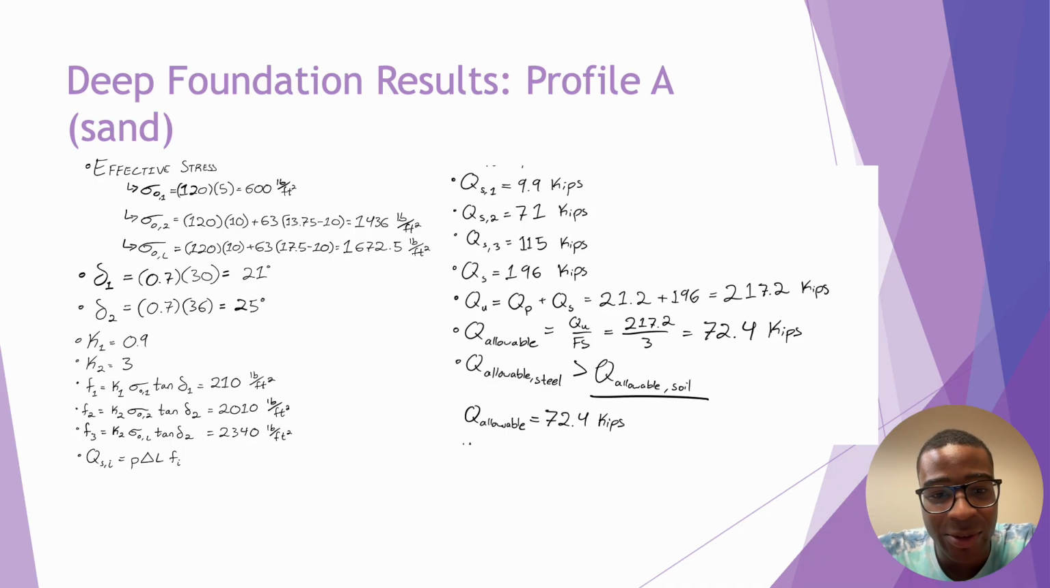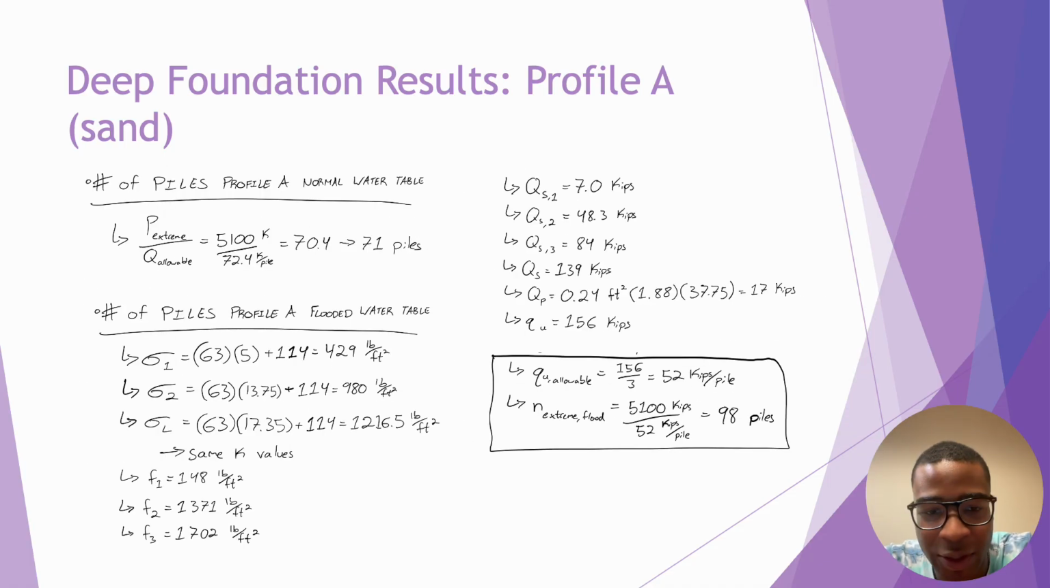And then we use those values times P and the delta L to get the sand friction. And we calculate it for each layer, and we sum the point load and the sand friction to get a total ultimate load of 217.2 kips, and divided by the factor of safety, which is 3, we get 72.4 kips. And here our allowable strength of the steel is higher than the allowable strength of the soil, so our soil is going to govern here, which is what we wanted to see. We want to see the true properties of the soil. And so here we get a Q allowable that governs of 72.4 kips. So to get the number of piles, it's pretty simple.